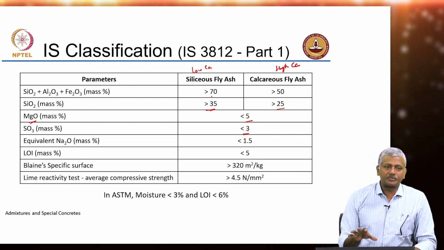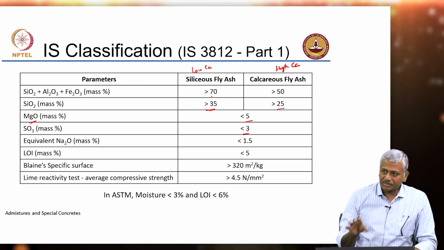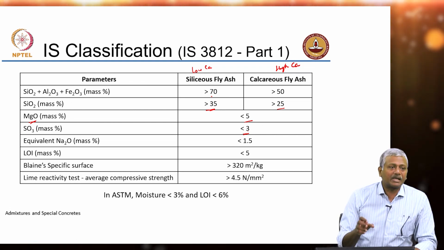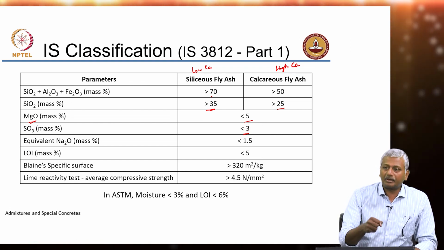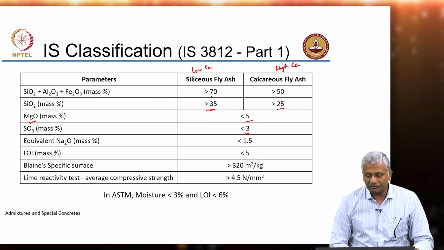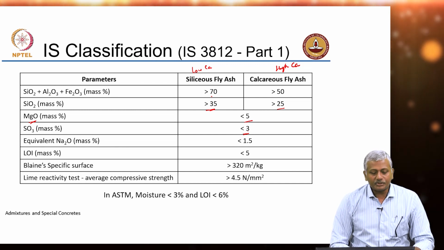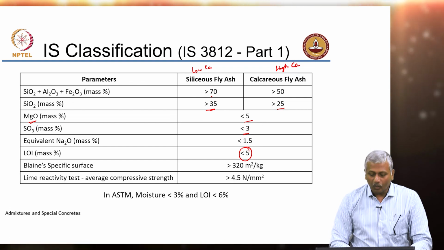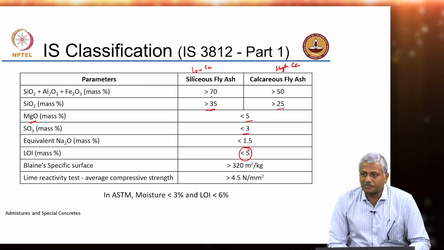But whenever we use mineral admixtures, fly ash or slag or silica fume, higher alkali contents can be permitted because those alkalis are not free to interact with the aggregate to lead to ASR. I will come back to that point later when we discuss that performance. Loss on ignition, it should be less than 5%. Now, why this loss on ignition test has been specified for fly ash?